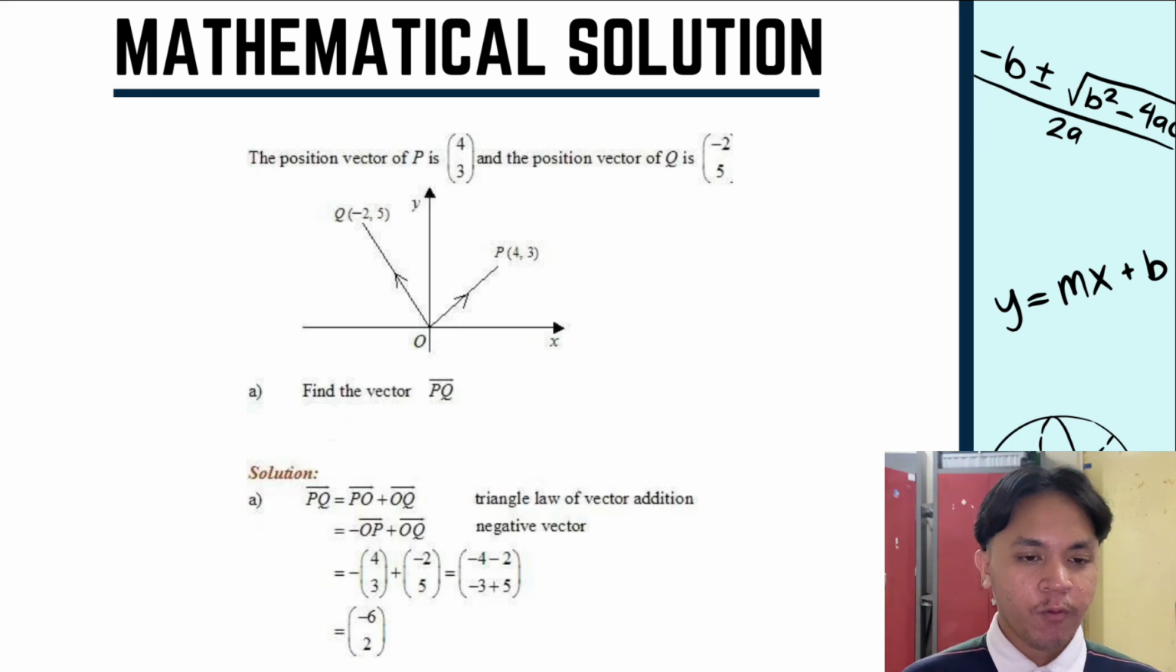After that we just have to add them. So negative 4, 3 plus negative 2, 5 is equal to negative 4 minus 2 and negative 3 plus 5. After we calculate negative 4 minus 2 and negative 3 plus 5, we will get the value of PQ, which is negative 6, 2.